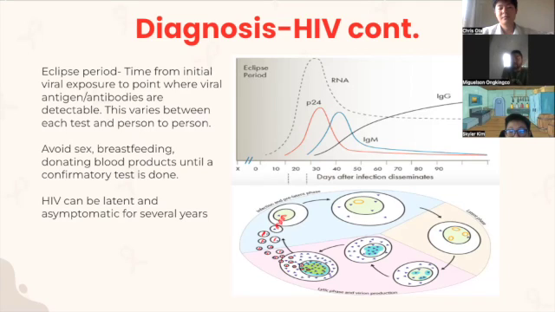Additionally, during this eclipse period, the patient may be asymptomatic. And furthermore, they actually may be asymptomatic for years and still carry the HIV virus, which is why it's important to get routine testing for HIV. So as you can see by the first graph, it may take several days to a couple of weeks before tests can detect the presence of HIV. And in the second picture, you can see how HIV transitions from a resting phase to active phases.